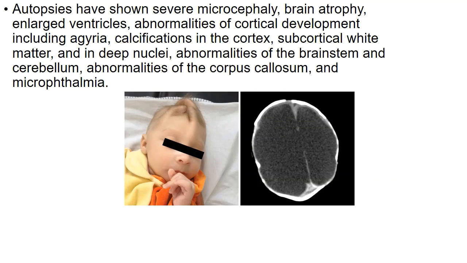So the autopsy finding shows characteristic microcephaly, brain atrophy, enlarged ventricles, and characteristically abnormalities in the cortical development. There is calcification noted in the cortex and subcortical white matter and in the deep nuclei. Abnormalities of the brainstem and cerebellum and abnormalities of the corpus callosum and microphthalmia are also noted.